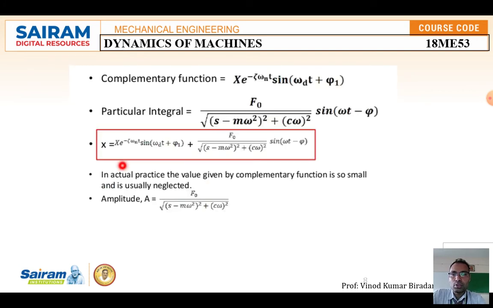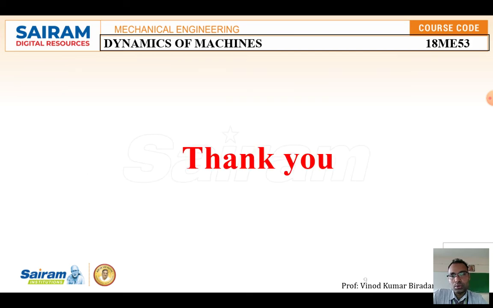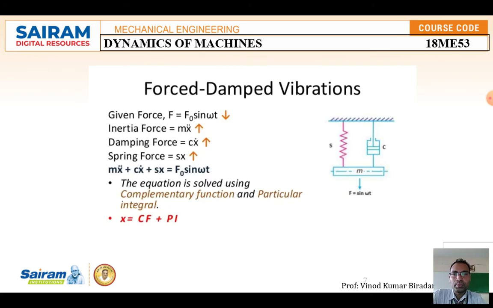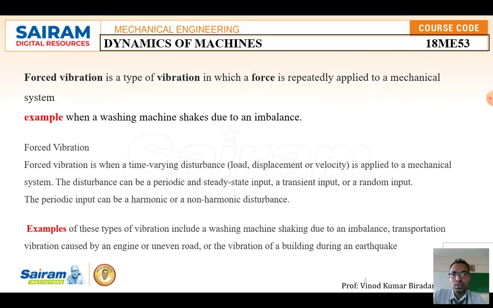In actual practice the value of the complementary function is so small that you can neglect it. Therefore the amplitude is written as it is. F naught is the external harmonic force, that is the excitation force. F naught equals the square root of (s minus m omega square) whole square plus (c omega) whole square. So these are some equations you have to remember, but in later classes we will derive these equations step by step. Okay, so this is the brief introduction to forced vibration.